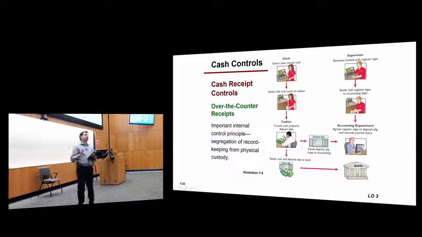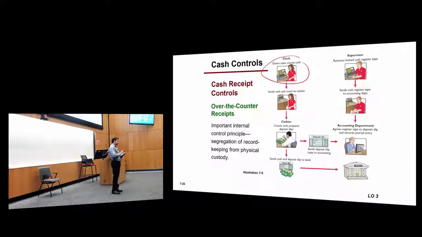Now, companies usually have different types of receipts. They either have over-the-counter receipts, so when the company makes a sale, the employee scans or types in the total amount, they run the sale. And in this case, at the end of the day, they count the cash and send it over to the cashier.